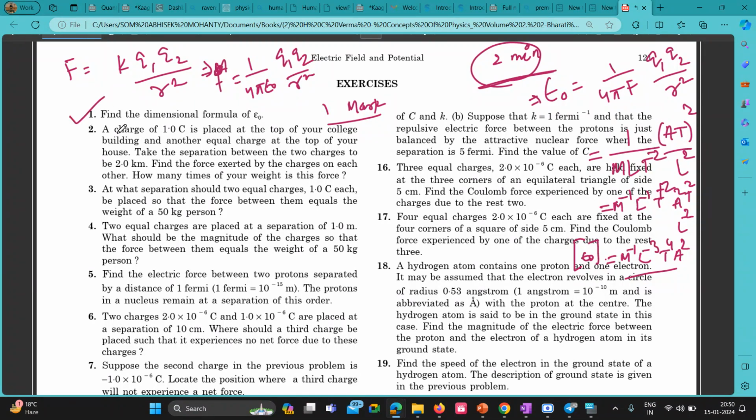Next question. A charge of 1 coulomb is placed at the top of your college building, and another equal charge at the top of your house. Take the separation between the two charges to be 2 kilometers. Find the force exerted by the charges on each other. How many times your weight is this force? Straightforward question.